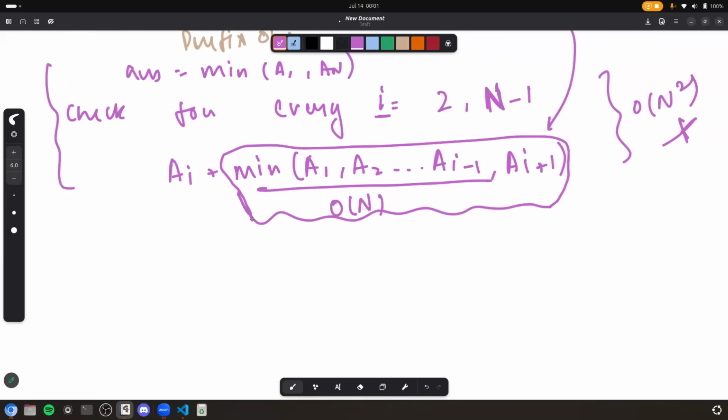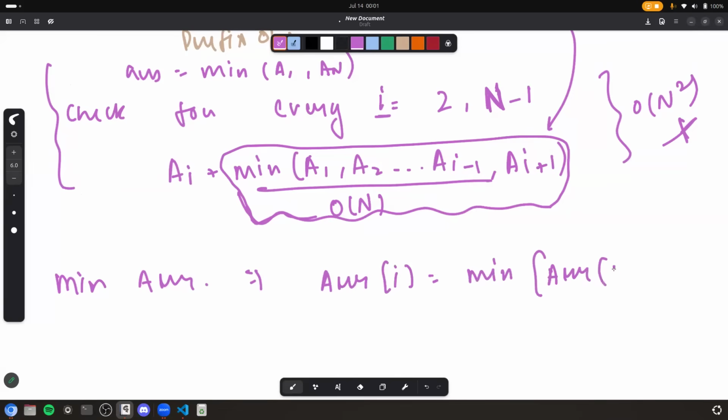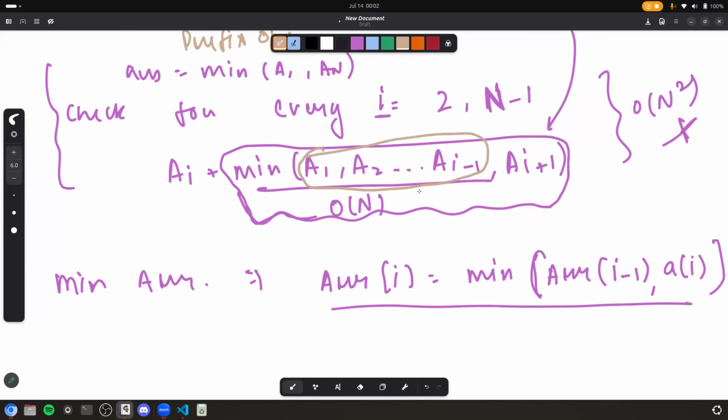So we can pre-calculate a minimum array where the array of I would be just minimum of array of I minus 1 and A of I. Then this whole thing can be replaced with just ARR of I minus 1. Then we don't need a loop to calculate this anymore, and this would be just O of 1.